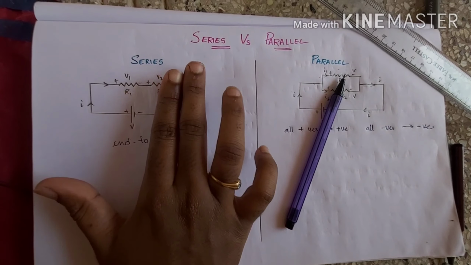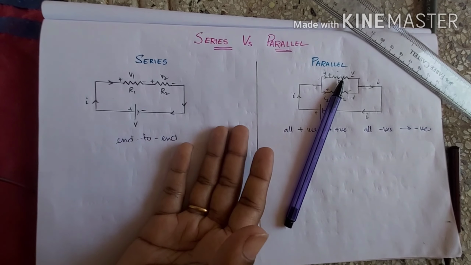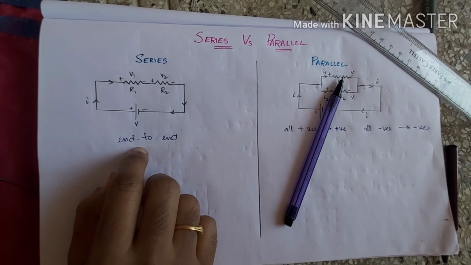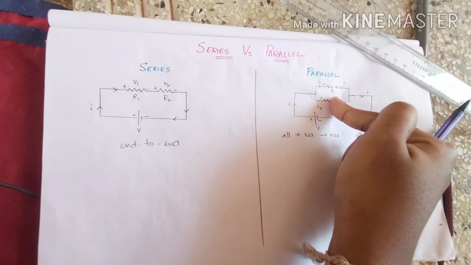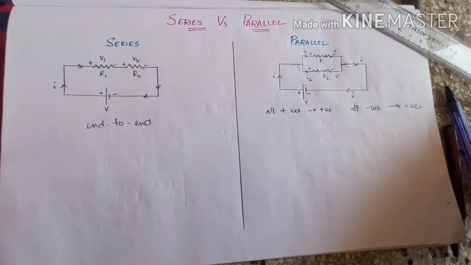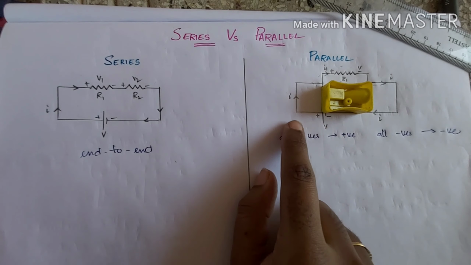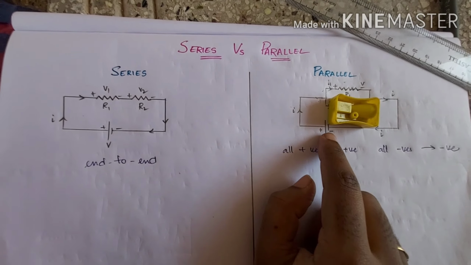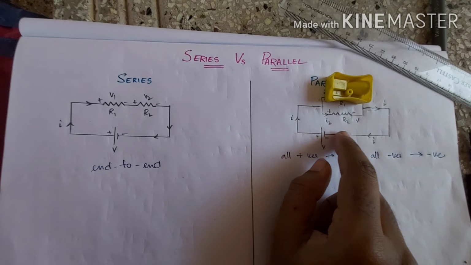In series, if this resistor is damaged, then the circuit is an open circuit. Current will not be able to flow from one terminal to another. This is the main disadvantage of series, whereas in parallel, if there is damage in R2, the current will still be flowing. Let's take this as damaged, I'm just closing this resistor. The circuit still has its path to move from one terminal to another.